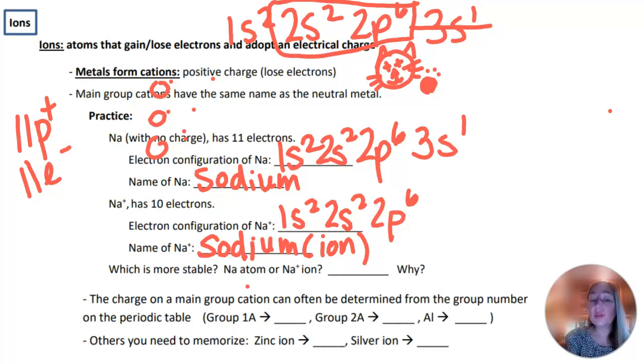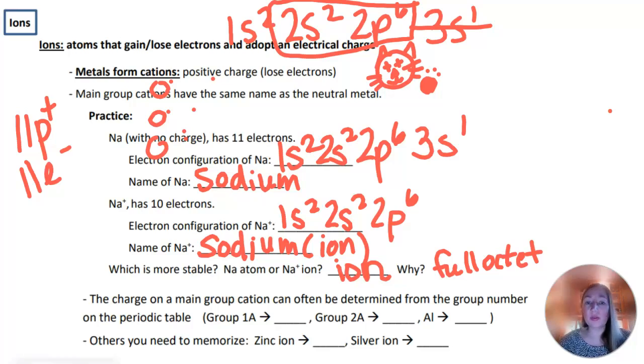Okay, so what's more stable, the atom or the ion? Why? For sure, the ion, because of that full outer valence shell or octet. You know, it's meeting the octet rule, so it's for sure going to be more stable. With those alkali metals, we don't find them in their elemental state in nature. We find them out there as ions naturally occurring.